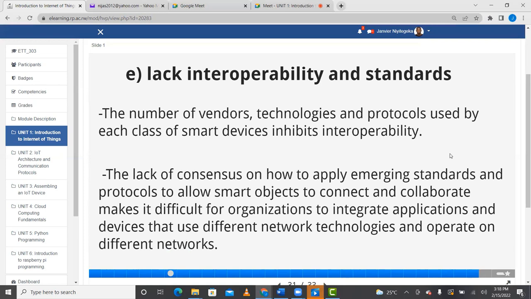There is a lack of interoperability and standards. The number of vendors, technologies, and protocols used by each class of devices inhibits interoperability. As I told you, we are using devices from different manufacturers, and there is no collaboration between manufacturers. But those different devices have to be integrated and work together in one single IoT system. So there is an issue: how do the devices connect and share information?